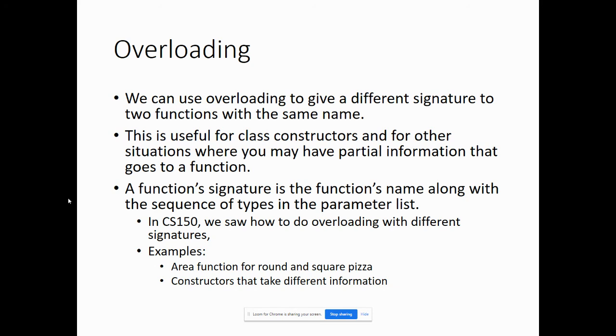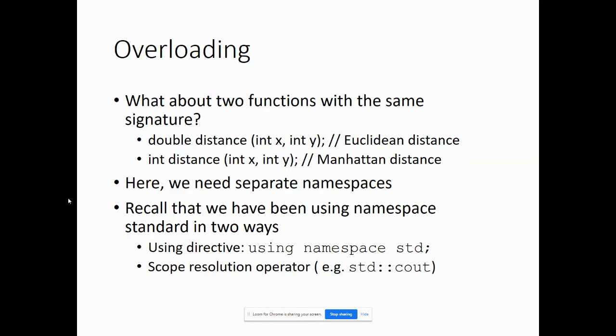And in CS150, we saw how to do this overloading with different signatures. For example, we could have 2 area functions, one that computed the area of a round pizza and one that computed the area of a square pizza. The one for the square pizza or rectangular pizza would take length and width, whereas the round pizza would just need the radius. And we also saw it in classes where constructors take on different information depending upon how much information we want to give when we're initializing the object.